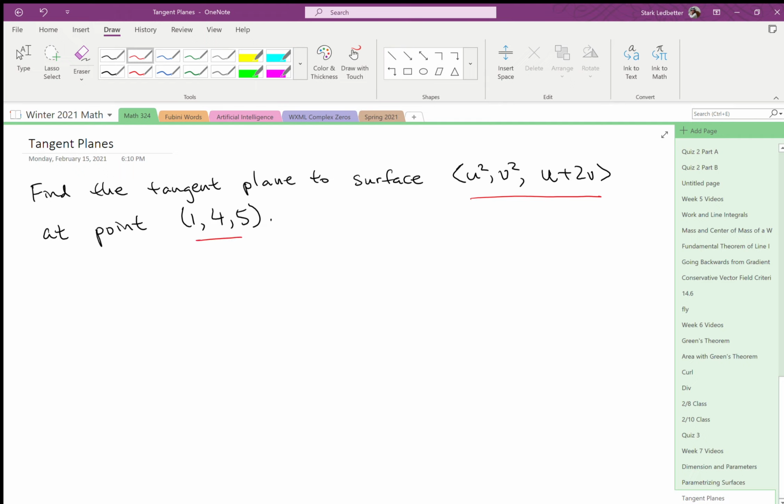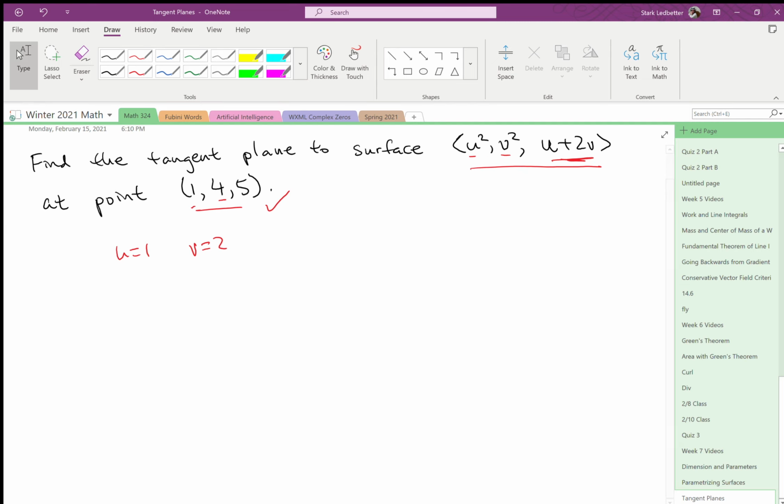If the question is formulated correctly, that point should lie on the surface. So first we can figure out what values of u and v do that. Well, u squared has to be 1, so u equals 1, and v squared has to be 2, so v equals 2. And let's just quickly check. If u equals 1 and v equals 2, then this third coordinate is 1 plus 2 times 2, which is certainly 5. Okay, cool. That point lies on the surface, and we know where.